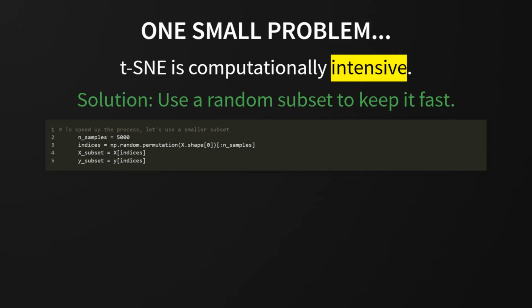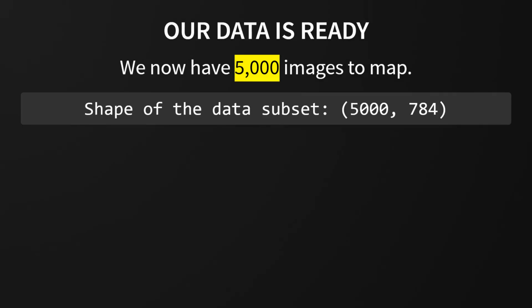Here's a practical tip. Running t-SNE on all 70,000 images would take a long time. To get a result quickly, we'll work with a random sample of 5,000 images. This is a common and effective strategy. So now our input data, x-sun subset, has 5,000 rows, each with 784 features. The goal remains the same. Turn that 784-dimensional space into something we can actually see.